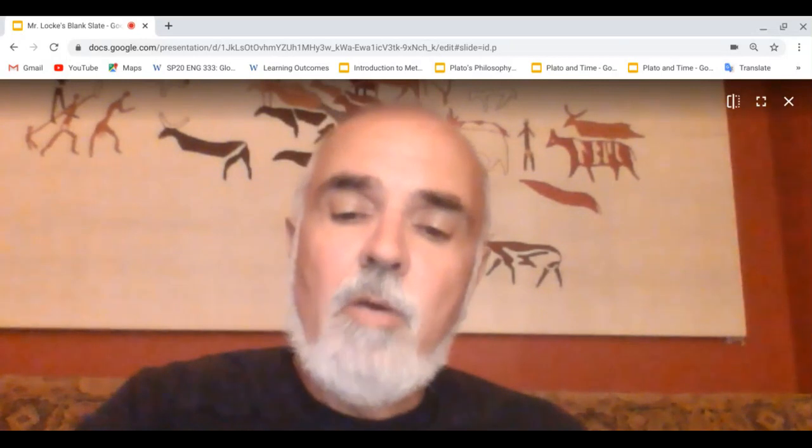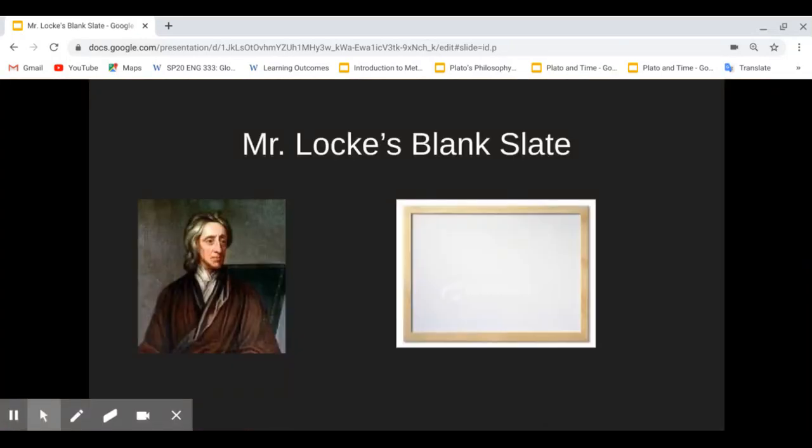Okay, so let's begin. Again, as I said, I've entitled this Mr. Locke's Blank Slate. There's John Locke on the left. You can see he's a rather wispy, anemic-looking fellow, but it's hard to overemphasize his contributions to the world that we live in today, particularly a lot of his political philosophy, which had, for instance, a direct influence on the shaping of American government.